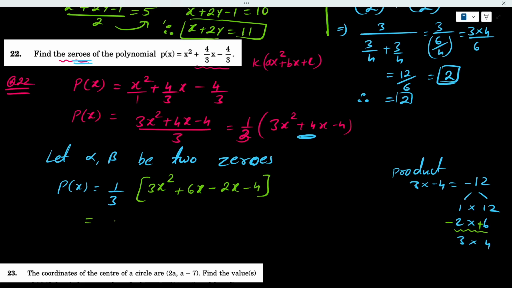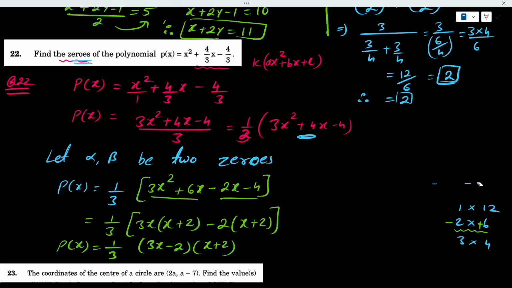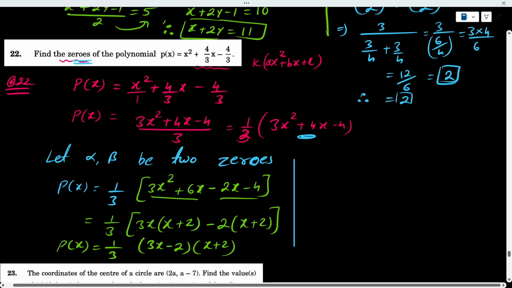Now do the factorization here. 1 by 3, then you need to do grouping after this. 3x is the common factor, x plus 2, minus 2, x plus 2, right? And then you write p(x) equals 1 by 3 times 3x minus 2, and then x plus 2. This is the factorized form. After that, how do we get the zeros here? To find the zeros, what I need to do is p(x) equals 0.